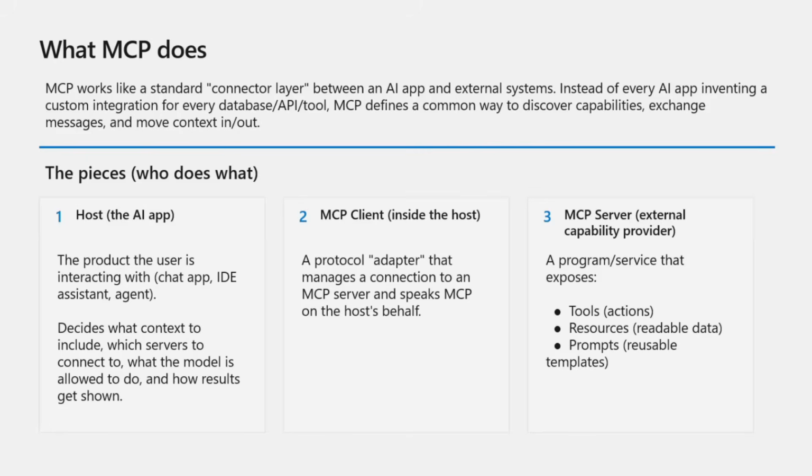So to start off, the first one is the host. This is your AI application, and in our case today, it would be M365 Copilot. And the host will decide what context is shared, what server it should connect to, what the model is even allowed to do, and how the results are shown to the end user.